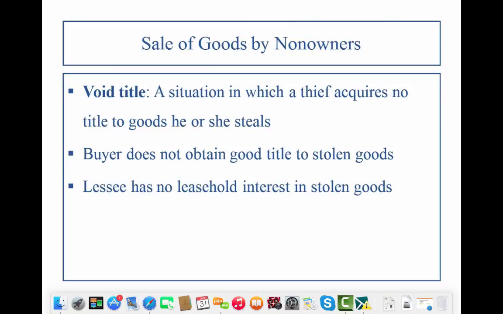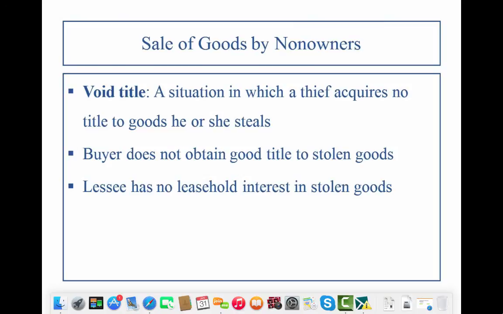This is sale of goods by non-owners. So there's something called void title, which is a situation in which a thief steals something. This is sort of an obvious thing: if you steal something, you don't get valid title. You don't get valid ownership. It's a criminal law issue, and it's a contract law issue as well. But what that also means, unfortunately, is the buyer who buys from a thief cannot get good title because the person giving them the title didn't have good title. And same thing, a lessee cannot get good title to lease goods.